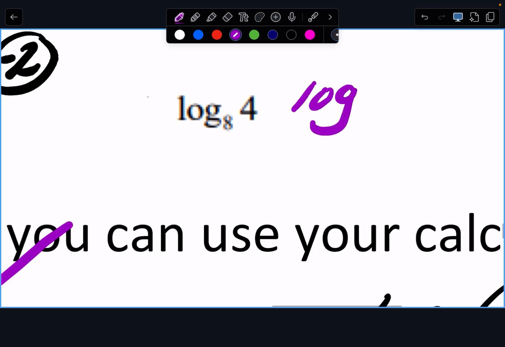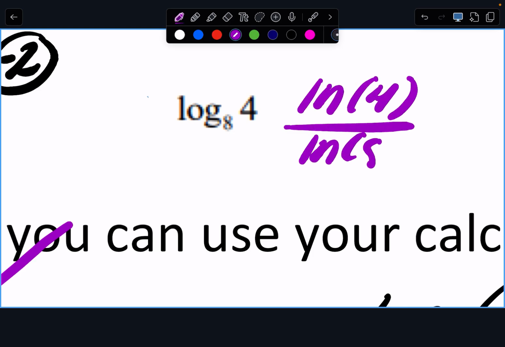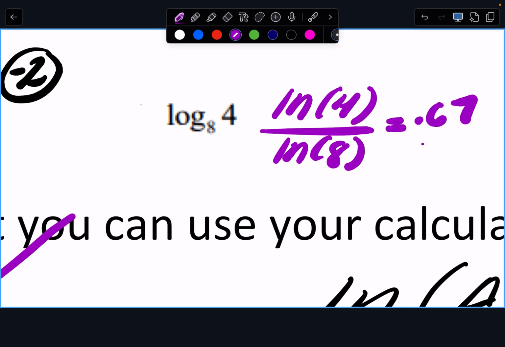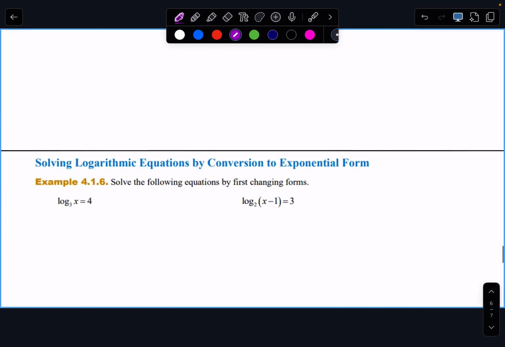So this would be log, let's not use log, let's use ln. ln of 4 divided by ln of 8. You guys agree? That's how you'd set it up. 0.67. It's actually 3/2, same thing. Okay, moving on.